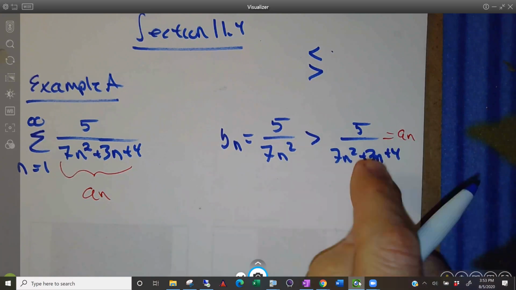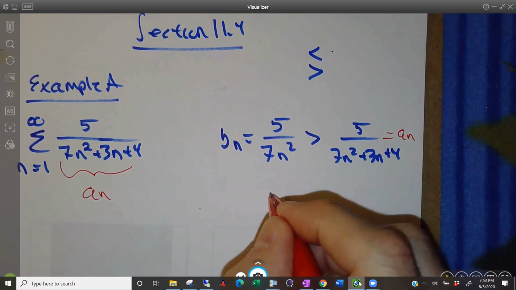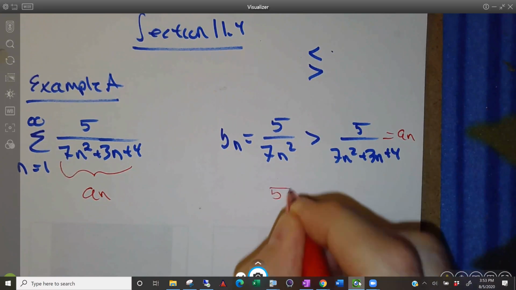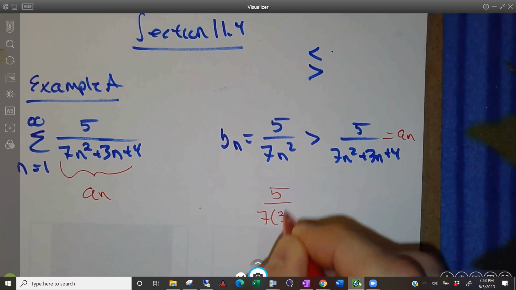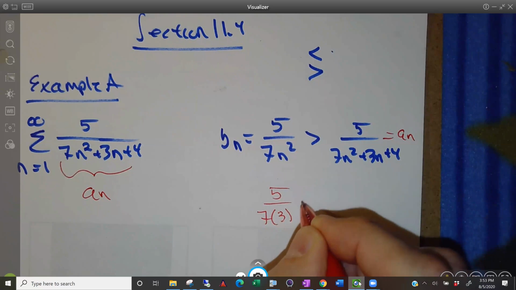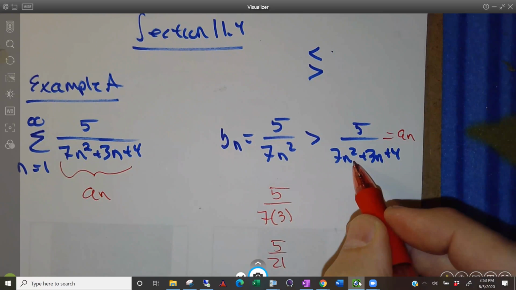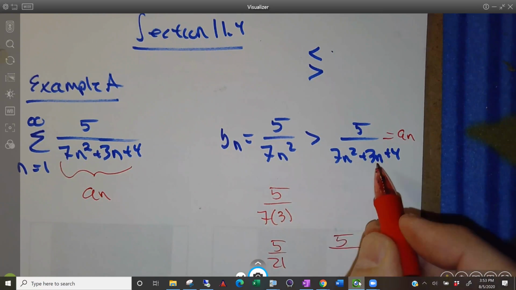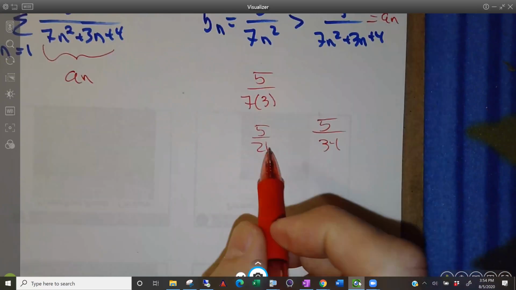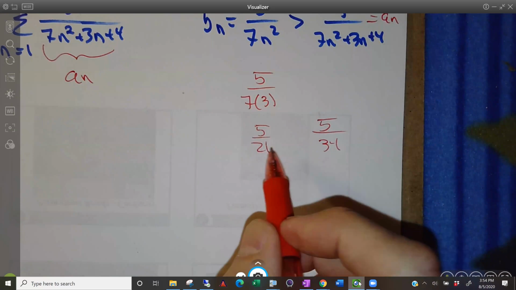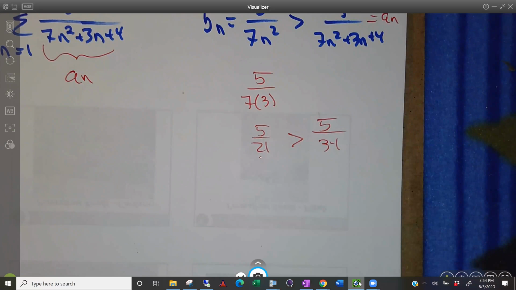Because this is a bigger number. I mean, let's just give ourselves a couple easy examples. 5 over 7 times, if I put in a 3 here, that'd be 5 over 21. If I put in a 3 here, I'd have 5 over, let's see, 34. Which one's bigger? Well, the one with the smaller denominator, right? So the inequality would have to run this way.